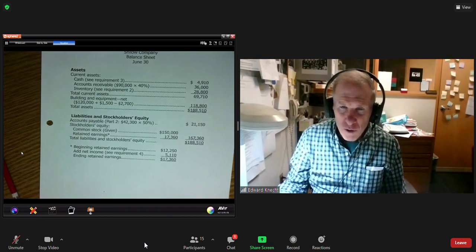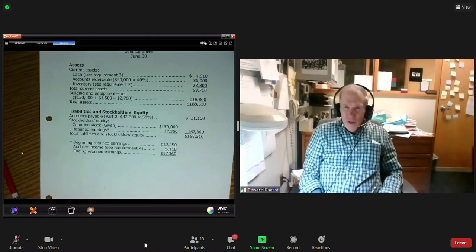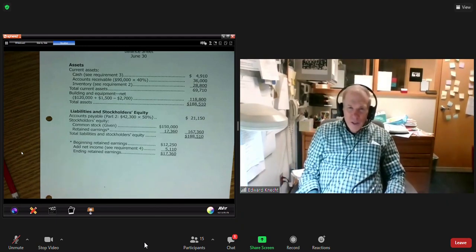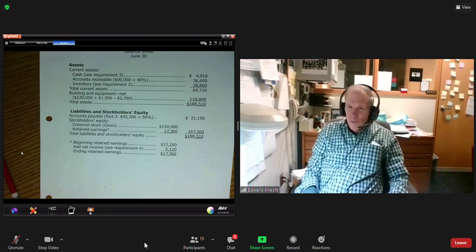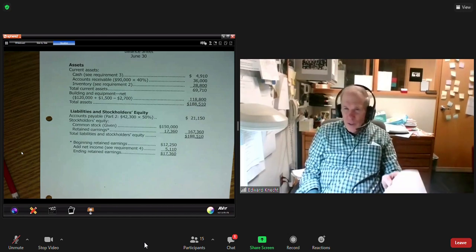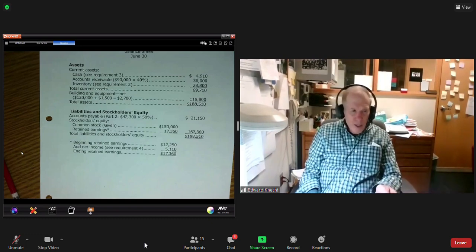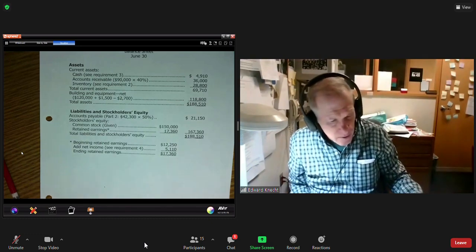Liabilities, you got accounts payable because of your purchases on account of your merchandise. Stockholders' equity, there wasn't any additional shares sold. Retained earnings, oh, that includes the beginning retained earnings plus the net income for the quarter. And we get the ending retained earnings, and we get the balance sheet to balance. We always like to get the balance sheet to balance.